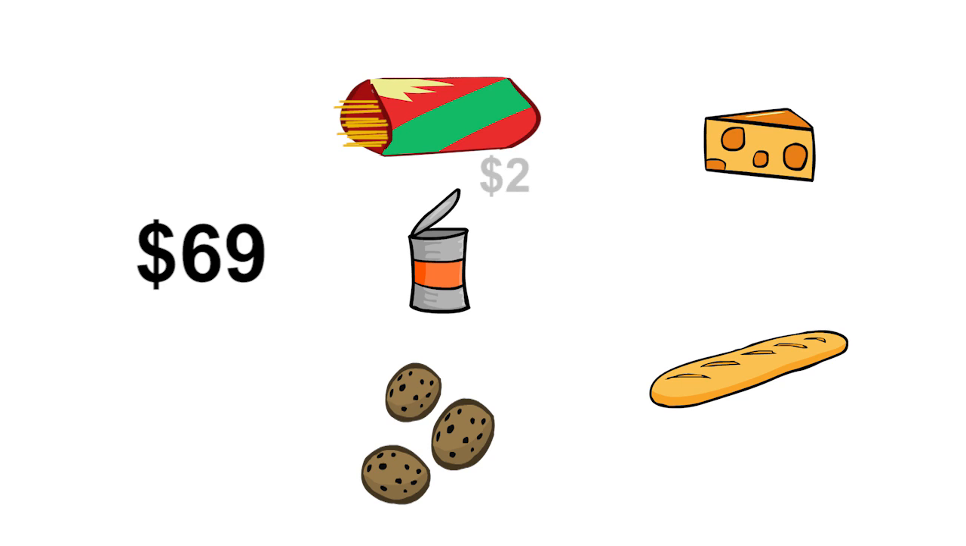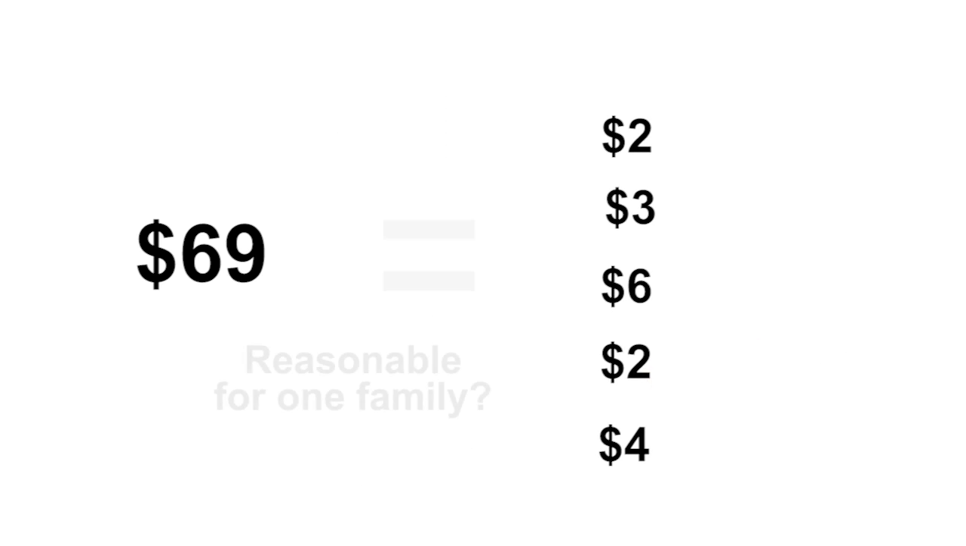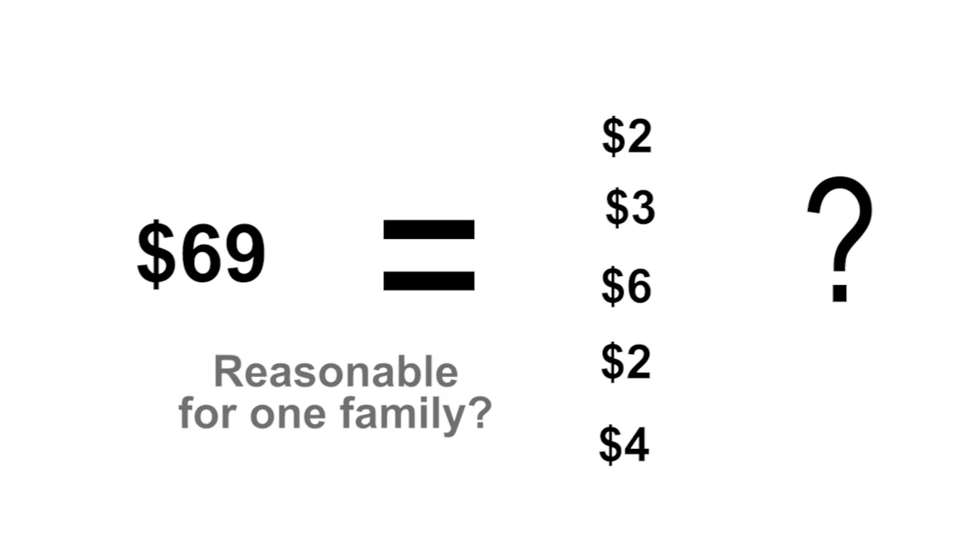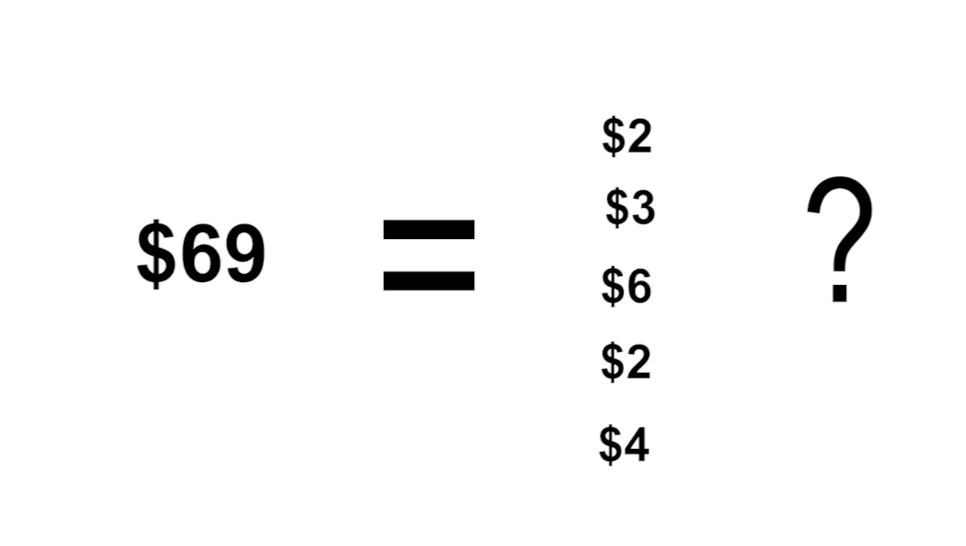What if I told you the noodles cost $2, the spaghetti sauce cost $6, the meatballs were $4, the cheese $3, and the French bread $2? The cashier told me the total was $69. Is that a reasonable total if I am just feeding my family of 5? What would be a reasonable estimate of what my spaghetti dinner should cost?